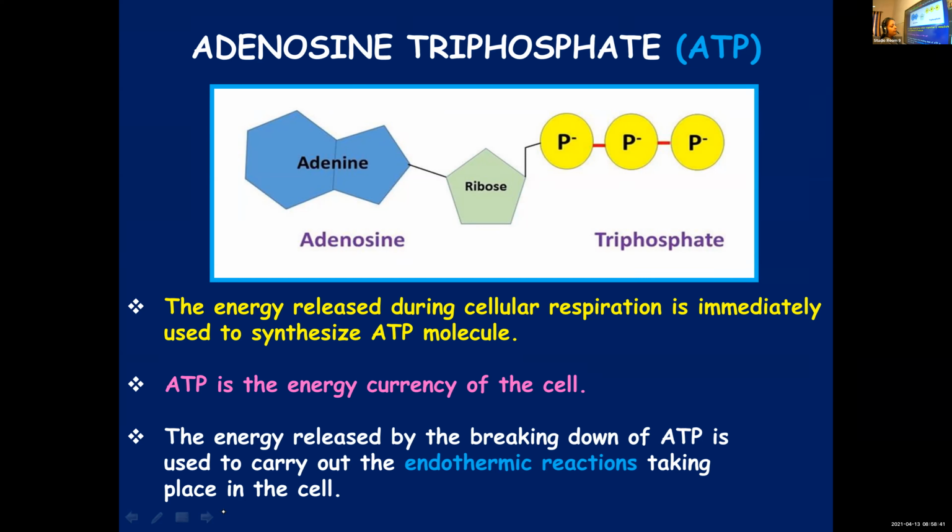It's because the energy released by the breaking down of ATP is used to carry out the endothermic reactions taking place in the cell. So we call ATP the energy currency of the cell. Is that clear, all of you? Yes, ma'am.